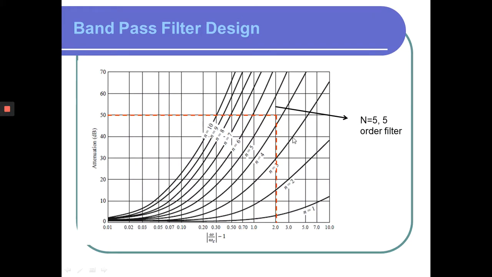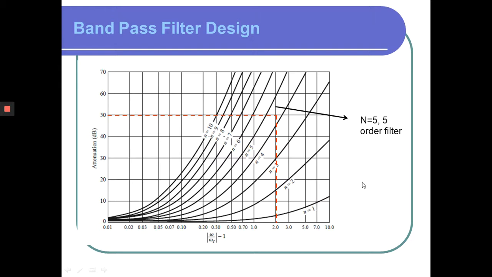So here we find out at 50 dB we make a line, and then at 2 we make another line, and at this point we find out that this is higher than 4. So it means that our order should be taken as the next higher, 5. So the order of our filter is 5. So n is equal to 5. So it is a fifth order filter.